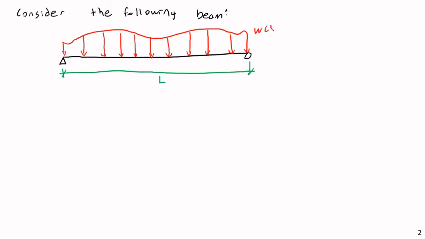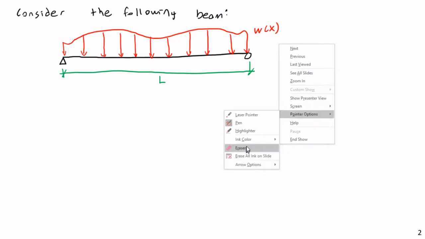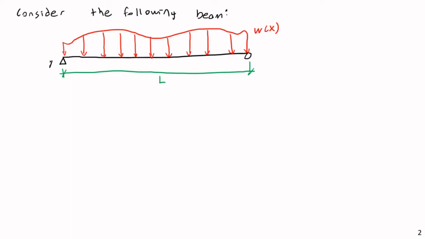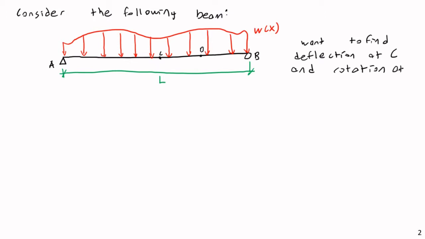This will be w of x, just our generic loading. Let me call the ends A and B. Let's say I have point C and point D, and I want to find the deflection at C and the rotation at D.